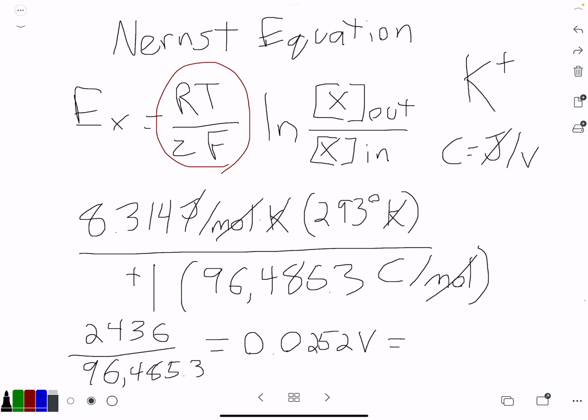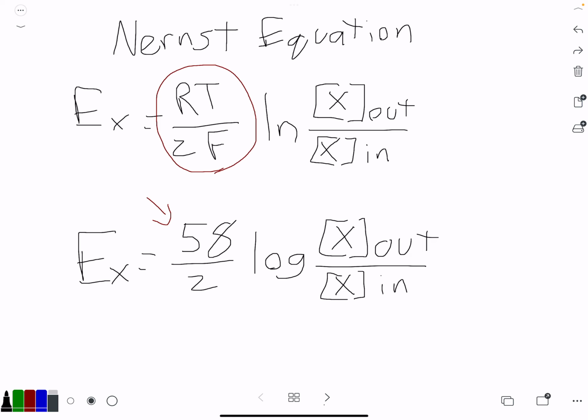If we want to convert this to millivolts, we would multiply this by 1,000, because there are 1,000 millivolts in 1 volt. And so this gives us 25.28. I'm rounding. Now this is not our 58, which apparently is what it's supposed to reduce to. But that's because, if you remember, over here, 58 is associated with this different version of the equation that uses log base 10 instead of natural log.